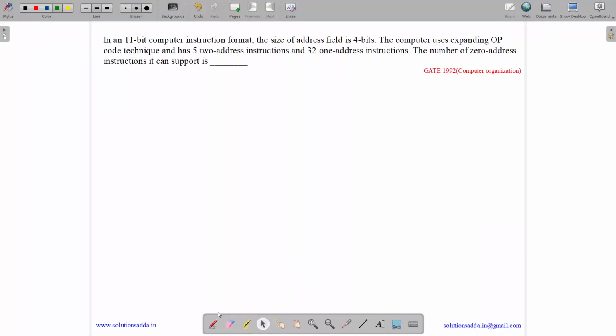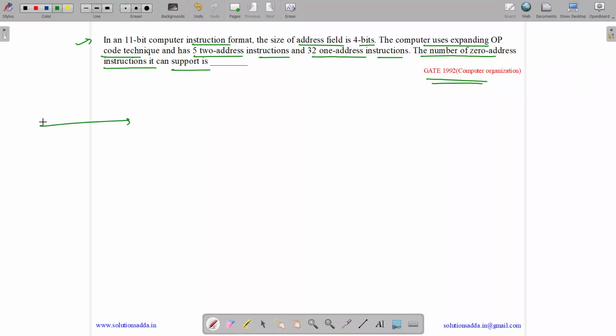This question belongs to computer organization subject and was asked in GATE CSE 1992. The question states, in an 11-bit computer instruction format, the size of address field is 4-bit. The computer uses expanding opcode technique and has 5 two-address instructions and 32 one-address instructions. The number of zero address instructions it can support is?